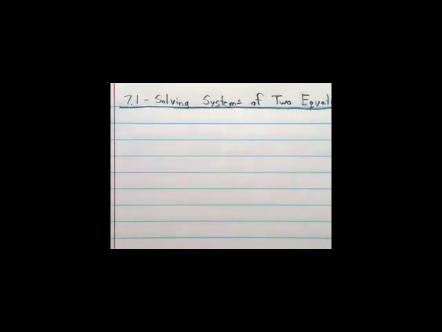Okay, solving systems of two equations. I'm going to just give you a problem here and see how well you can access your memory.